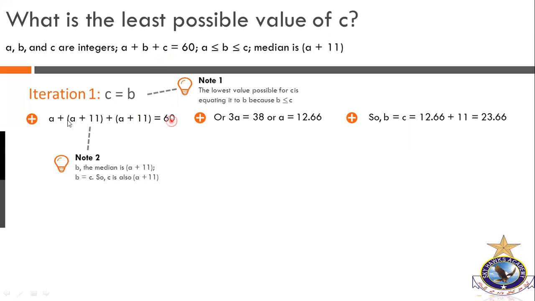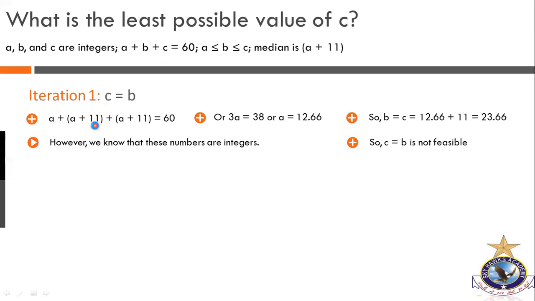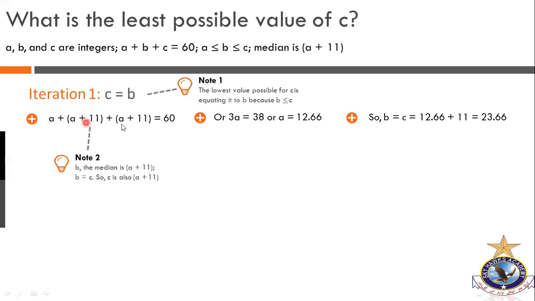Is there any problem? Is there any ambiguity or confusion? No, it's crystal clear. Anybody can ask why you are putting those values: A plus 11, A plus 11, and where are C and B? C is replaced by this median, and C is equal to B, so that's why we are replacing this. So 60. So 1A, 2A, 3A, and 11 plus 11, 22.